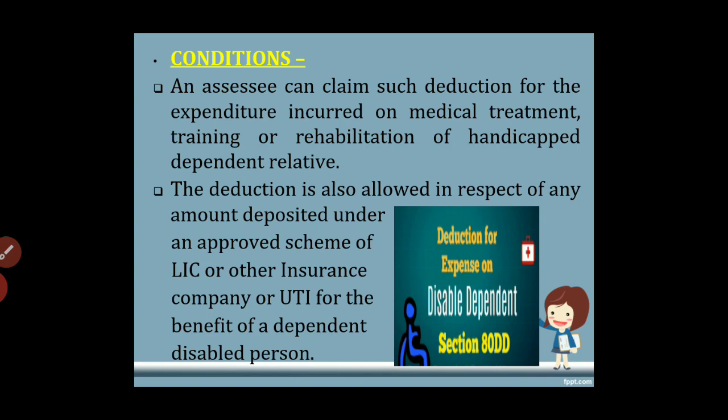If any dependent person or a relative is handicapped, right, and you are incurring any medical expenditure on the medical treatment, training or rehabilitation. Rehabilitation means for the betterment or improvement in the condition of that handicapped person, you are doing any expenditure, then only you can claim the deduction under section 80D. That means if you incur any expenditure on their medical treatment, that expense you can claim under this deduction from the gross total income.